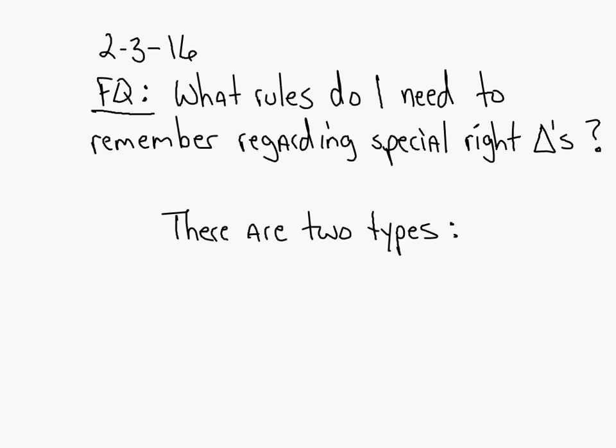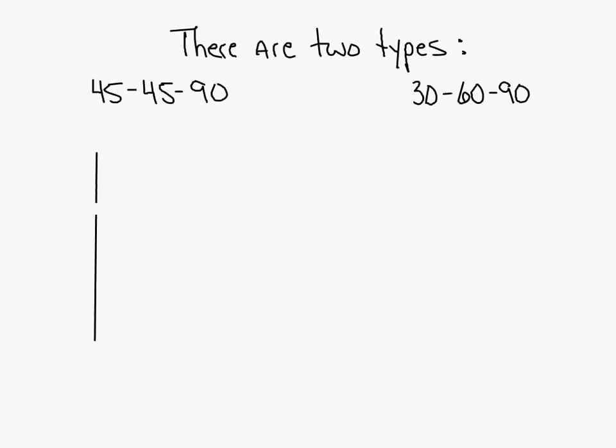There are two types of special right triangles. The first type we're going to talk about is a 45, 45, 90. And the second is a 30, 60, 90. In the 45, 45, 90 triangle, it's an isosceles right triangle.